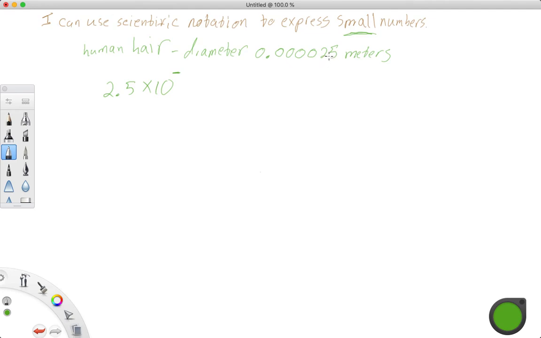And so if we start here between our 2 and our 5, which is just like this, 2.5, we're going to count how many spots to get to the decimal place. So that's 1, 2, 3, 4, 5. So 2.5 times 10 to the negative fifth power should be 0.00025.